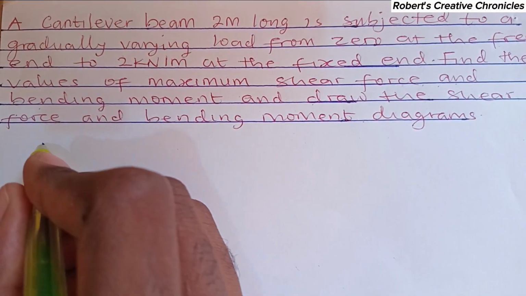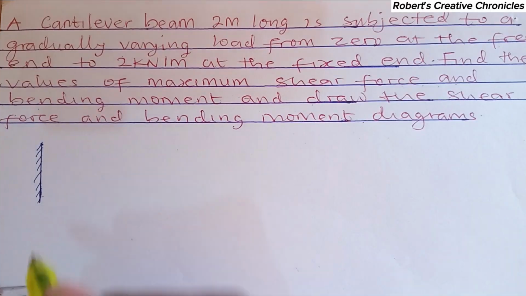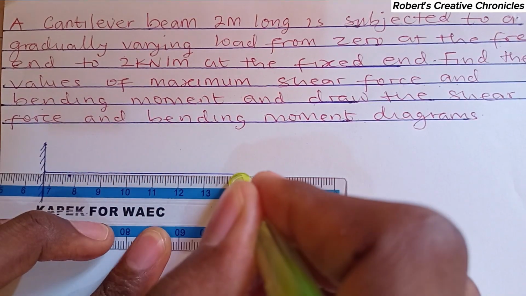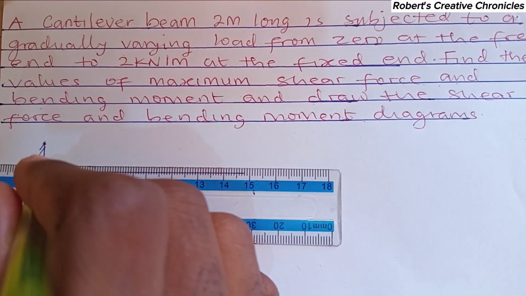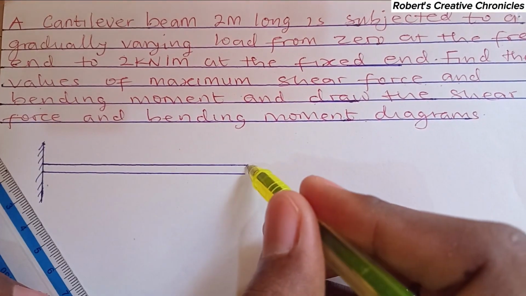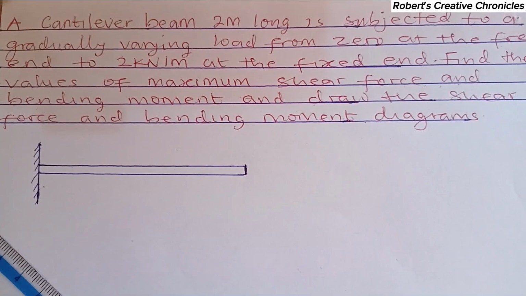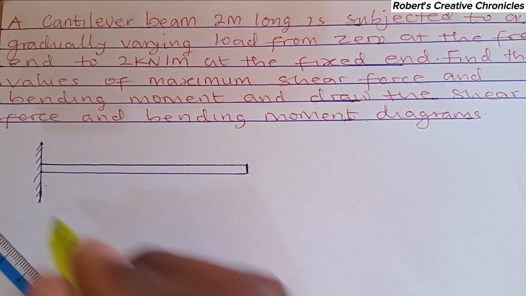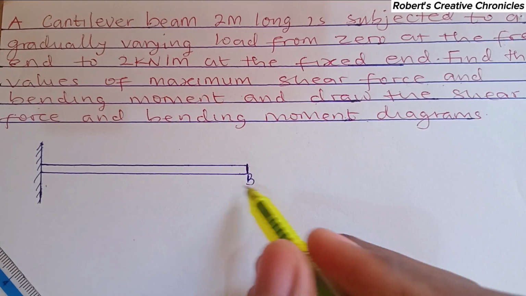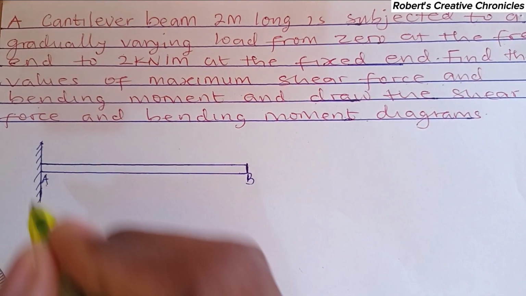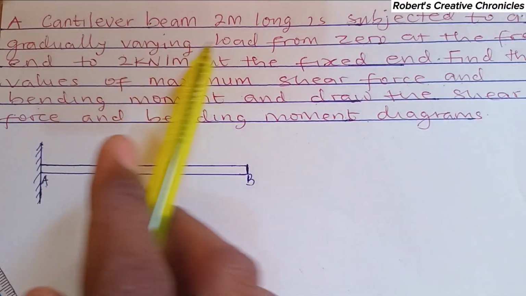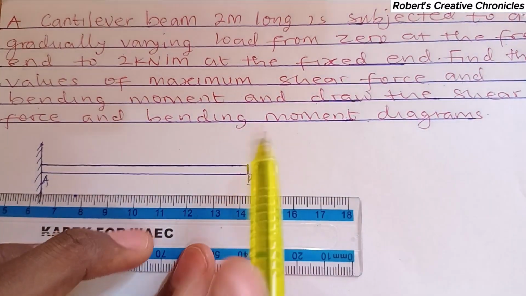This is the fixed end of the beam. And this is the free end. So this is the free end point B and fixed end point A. So the question says it carries 2 meter long. Let's write the meter first. 2 meter long.